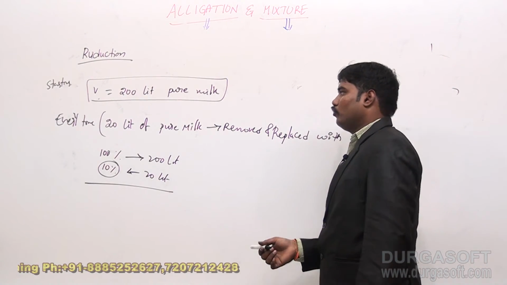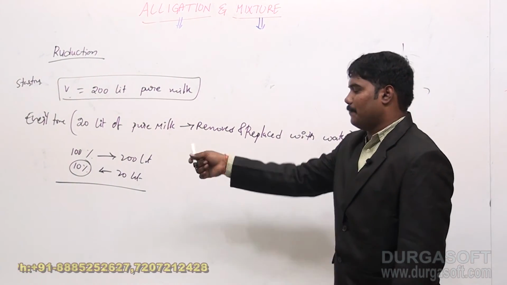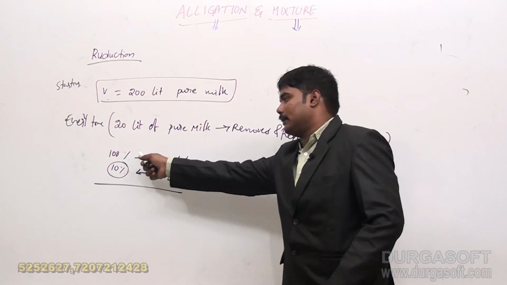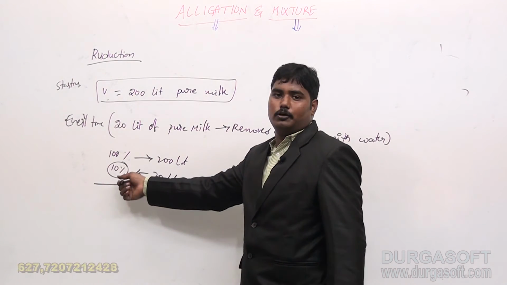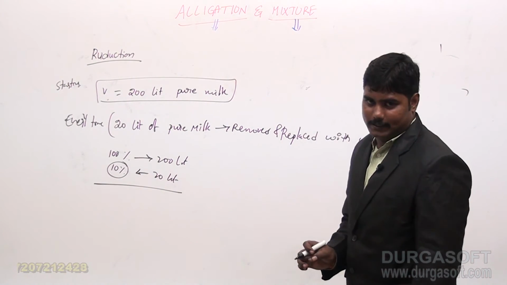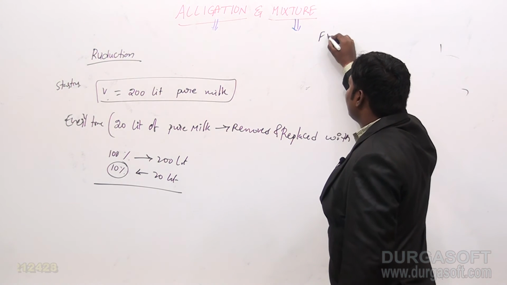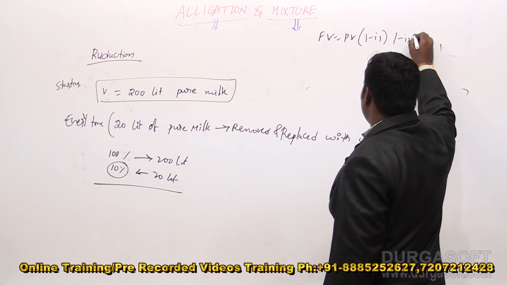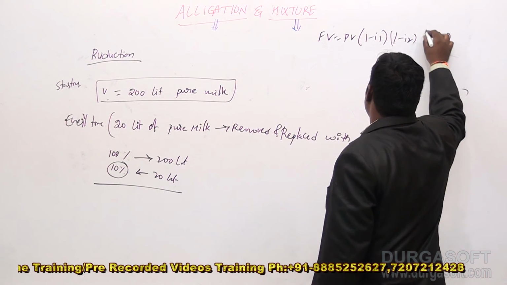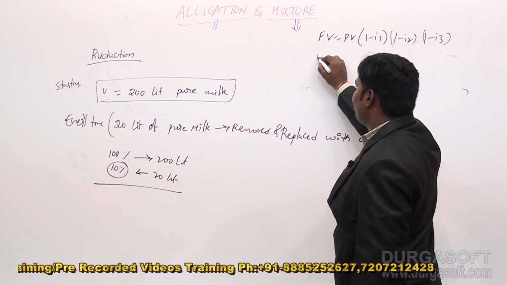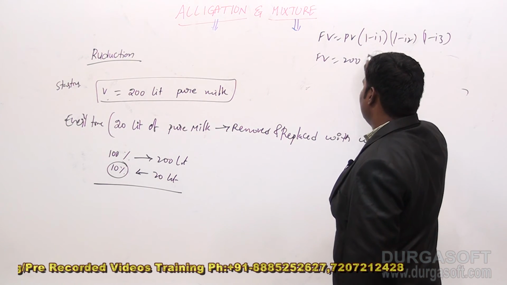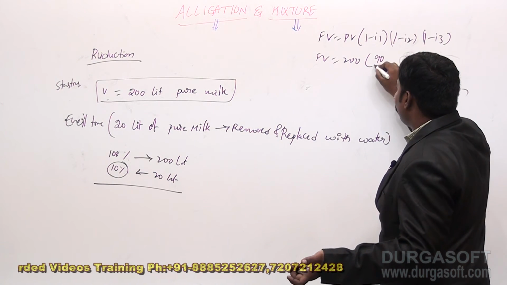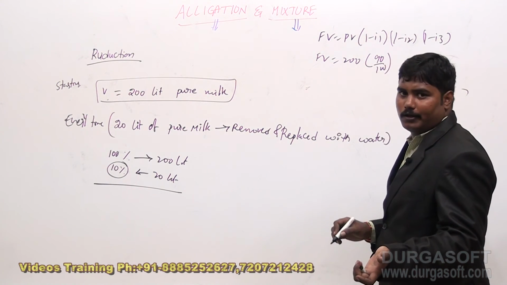First of all, you should find out the reduced and replaced percentage based upon the initial one. Initial must be taken as 100%. Reduced content should be identified in percentages. Then future value is equal to present value into 1 minus I1, 1 minus I2, 1 minus I3, like this. If 3 times it was done, present value is 200 liters. In that 200 liters, 10% removed. So what about the remaining 90? Then what about the 90 value?